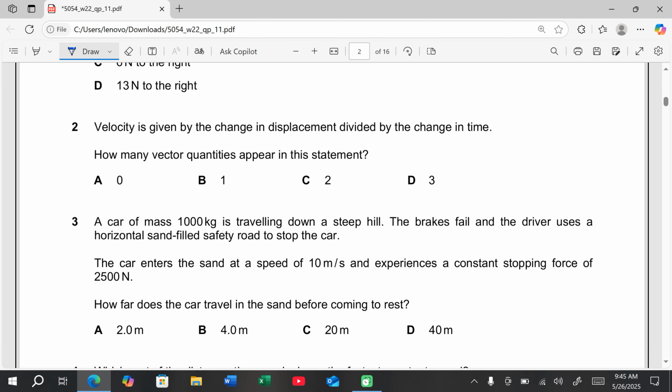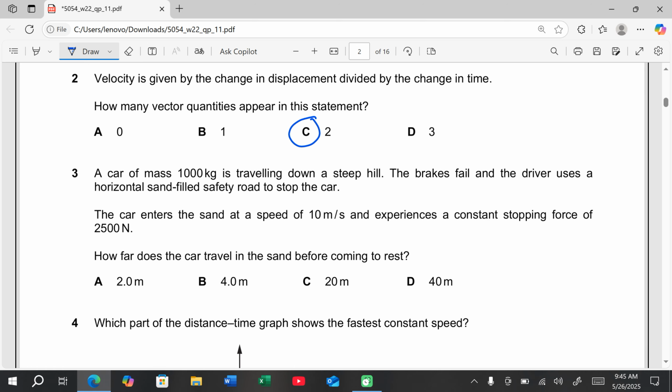Velocity is given by the change in the displacement divided by change in time. How many vector quantities appeared in the statement? There are two of them. One is a velocity, the other one is a displacement. Time is a scalar quantity.